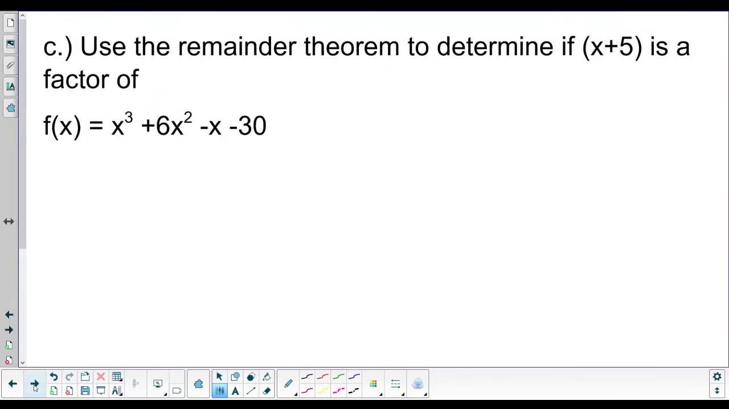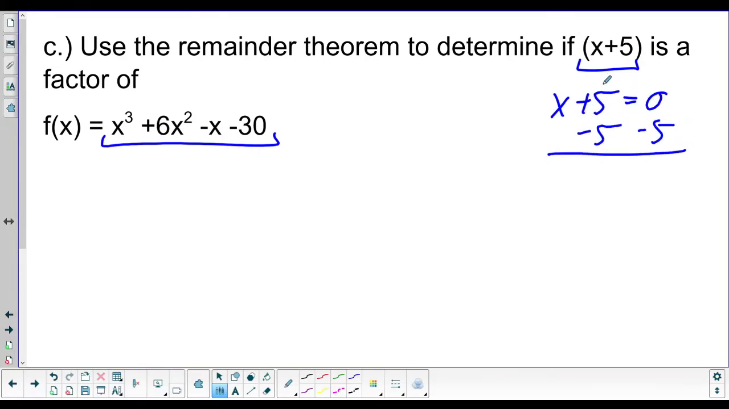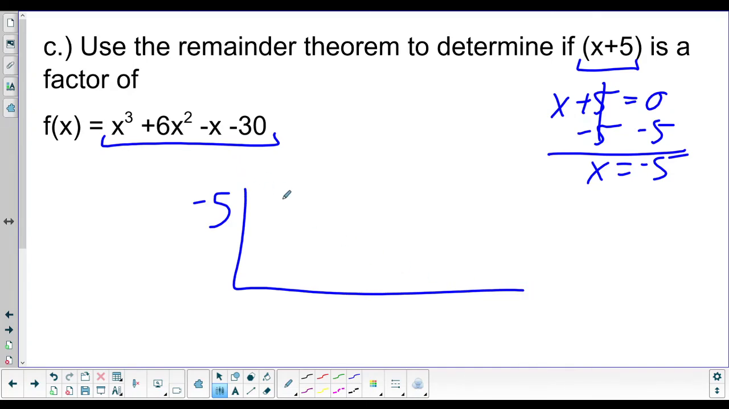All right. Let's do another one. They want to know, is x plus 5 a factor of this thing? Okay. Do we use 5 or do we have to change it? Well, it's in a binomial with an x, so we have to solve for it. So x plus 5 equals 0. Subtract 5. X equals -5. That's what goes on the outside of our synthetic division. Coefficients across the top. 1, 6, -1, -30.